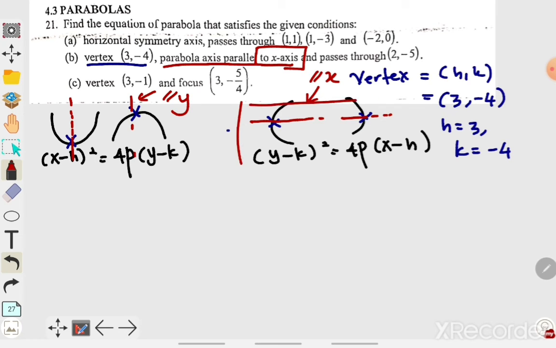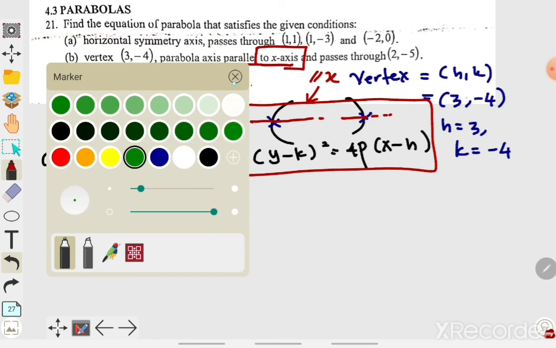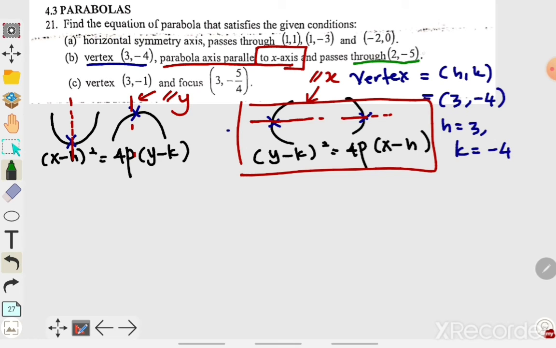So we have to use this formula. Parallel to the y-axis. Okay, next information: this is passing through (2, negative 5). So we have to use this box color formula, and the sign is positive, so you have that at the point (2, negative 5). So let's substitute into the formula.